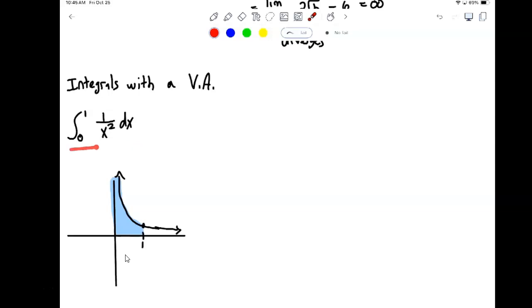In other words, 1 over x squared is undefined at 0 because of the vertical asymptote. Well, we can actually still approach this as a limit as well. Now, this time we're not worried about what's happening on the other side of 1 over x squared, just what's happening on the side as we approach the asymptote only, because we just want to know between 0 and 1.